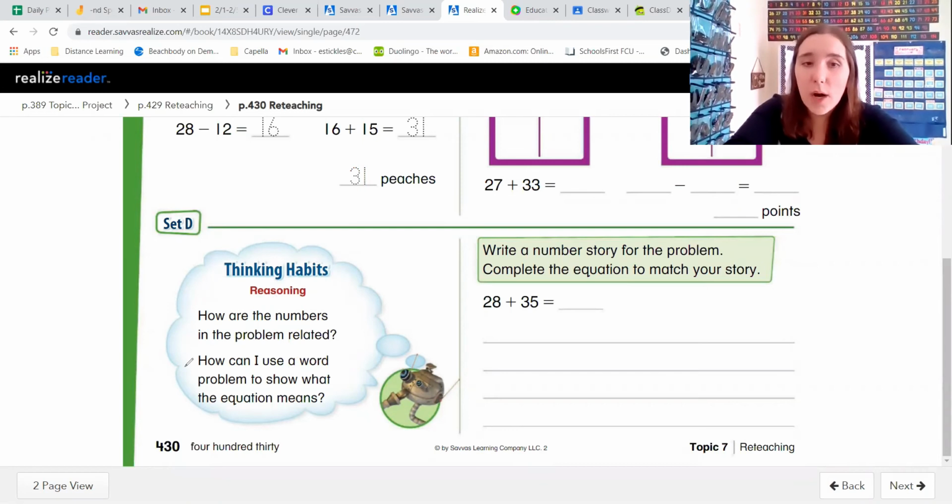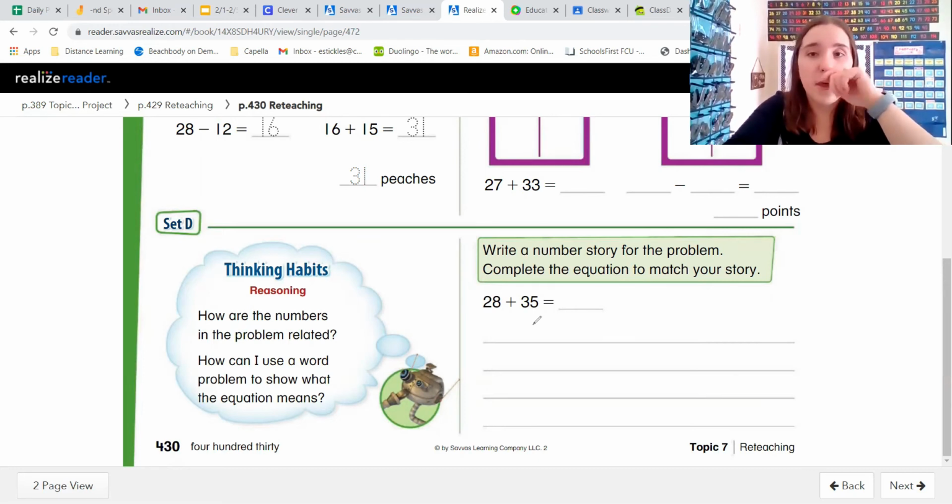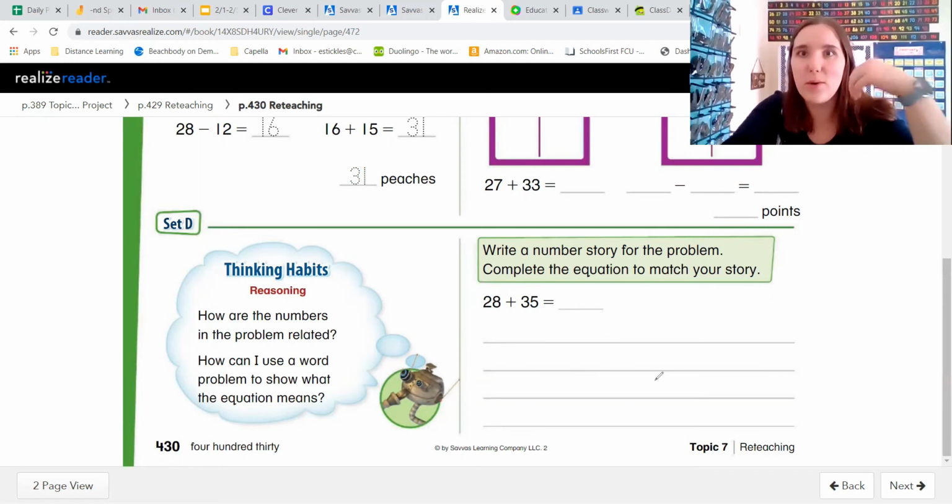How can I use a word problem to show what the equation means? This is what we're going to work on, where you take an equation and you think out a word problem to help you solve it. Let's do that with this problem over here. Our equation is 28 plus 35. So I want you to think, what is a number story that you could write with the numbers 28 plus 35? What could you write about that equation? I want you to write it down here, and then I want you to solve it and come back to me when you have your answer and your number story all written out. And then we're going to compare what we did.